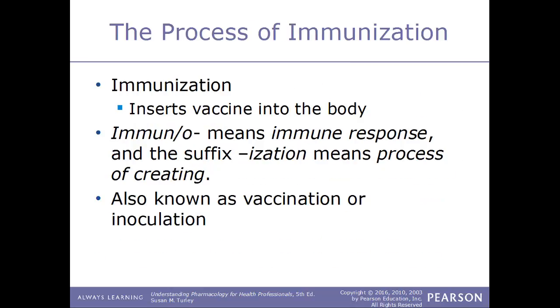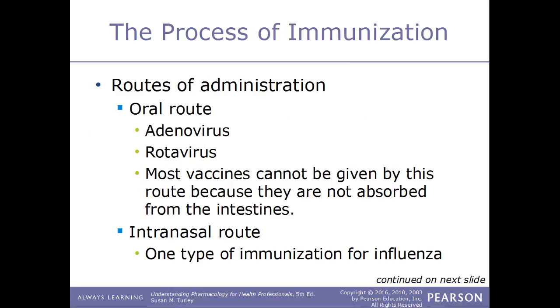All right, now we'll get into the process of immunization. Immunization inserts a vaccine into the body. This is also known as vaccination or inoculation. There are multiple routes of administration for immunization. The oral route is really only good for adenovirus and rotavirus. Most vaccines can't be given through this route because they're not absorbed from the intestine.